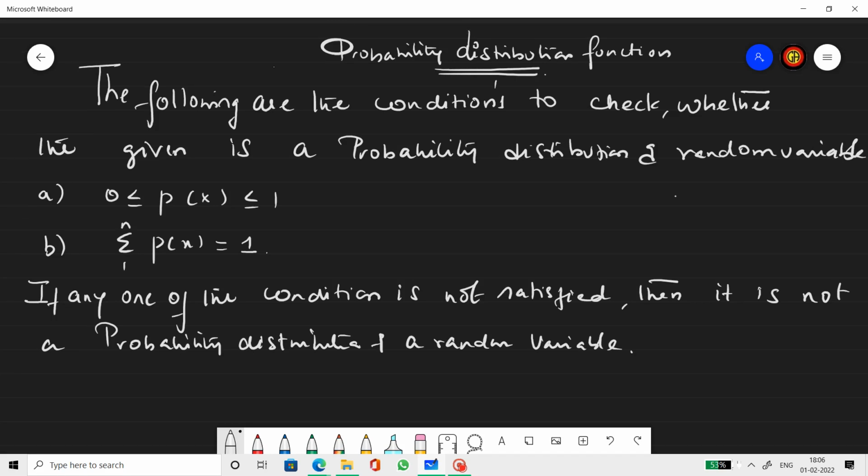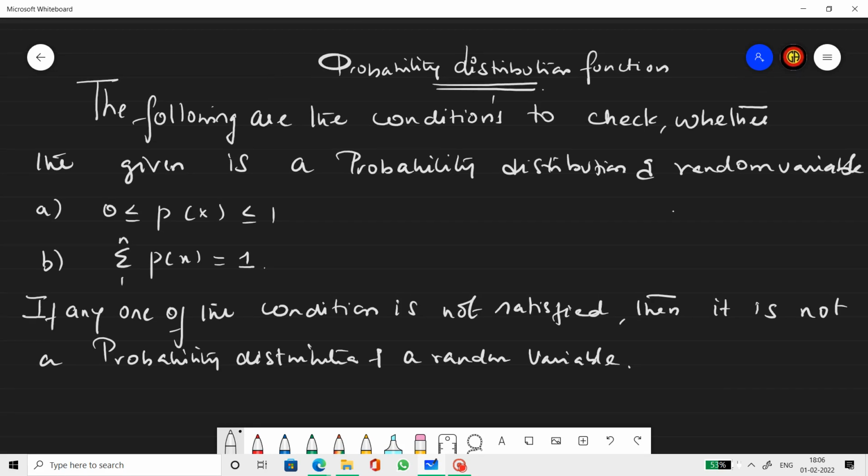Good evening, everyone. Today we're going to start probability distribution of a random variable. Here we have to construct a probability distribution table with given x and p of x. So x and p of x will be defined and we need to write all the possible probability of x.